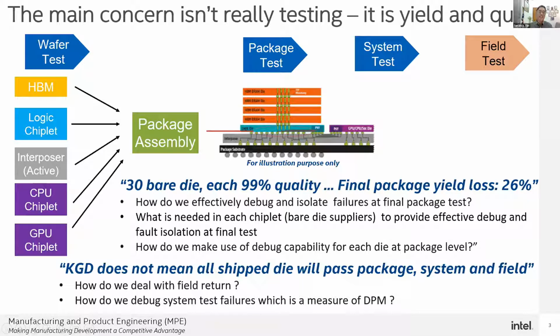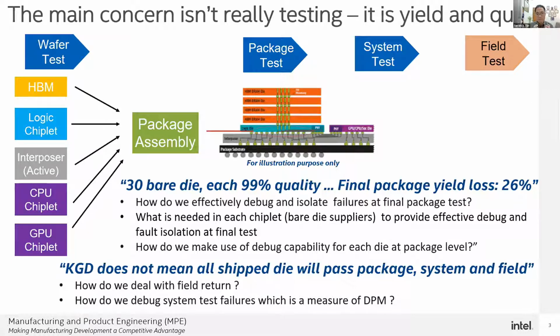And what is needed in each chiplet and the bare die supplies, because your chiplets may come from different suppliers, to provide effective debug and fault isolation at the final test? And how do we make use of the debug capability for each die at the package level? So that is in response to the final package loss that one will experience.